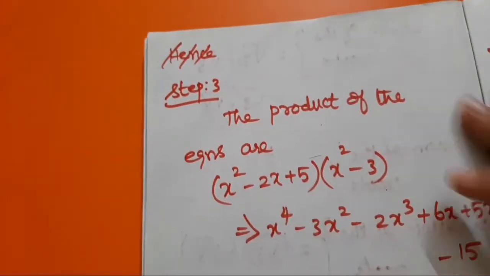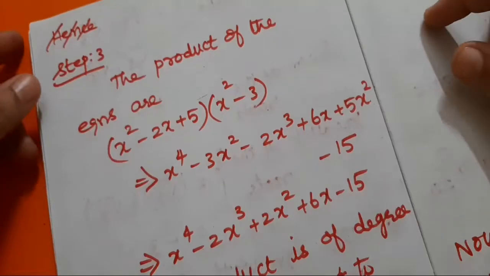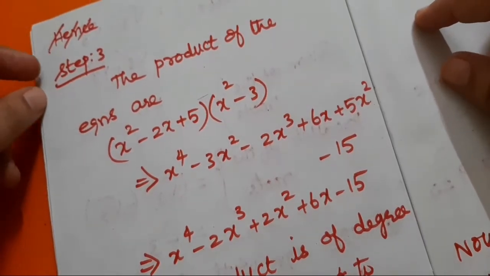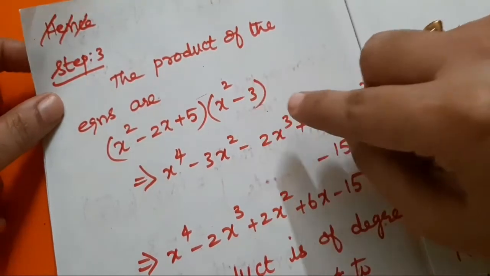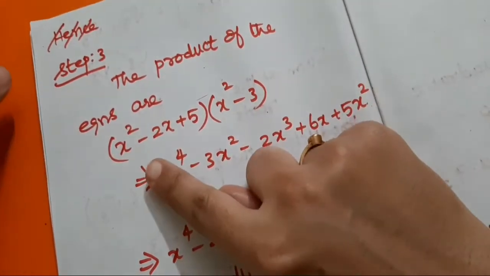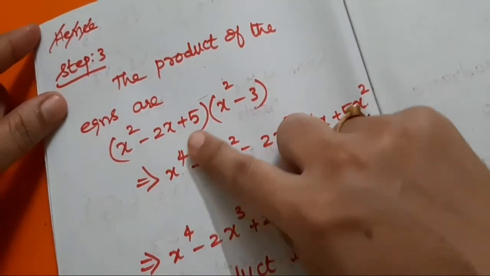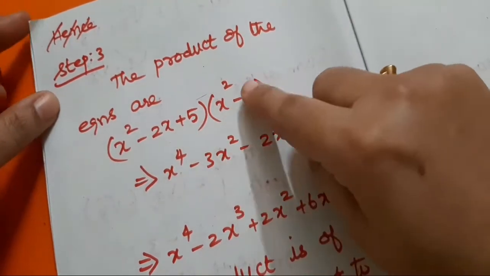So, now step 3: the product of the equations are x square minus 2x plus 5 into x square minus 3.